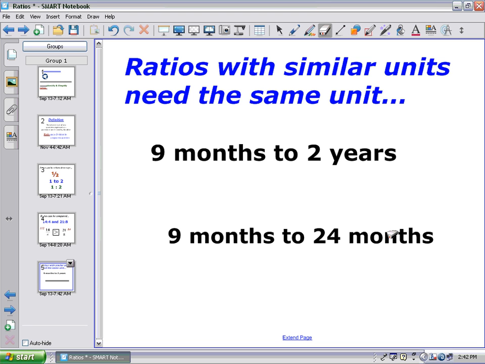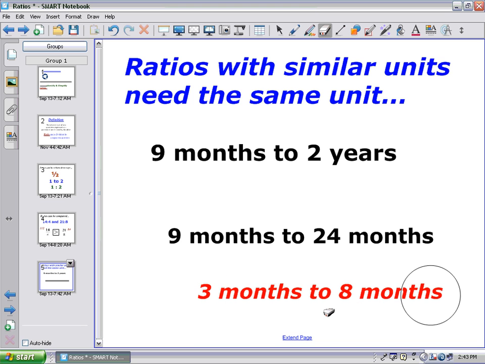But the last thing that's very important that you have to pay attention to is that your ratio needs to be in lowest terms, simplified as best as possible. So you need to think of a number that goes into both 9 and 24. And I know what you were thinking, 3. 9 divided by 3 is 3. 24 divided by 3 makes 8. So my ratio in lowest terms, simplified and with the same unit, is represented as 3 months to 8 months.